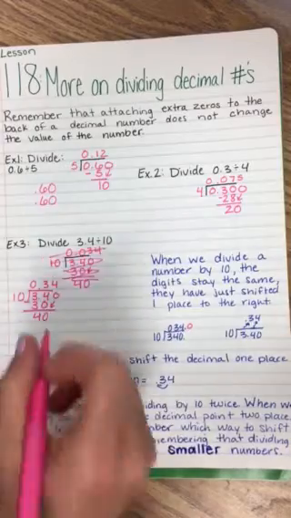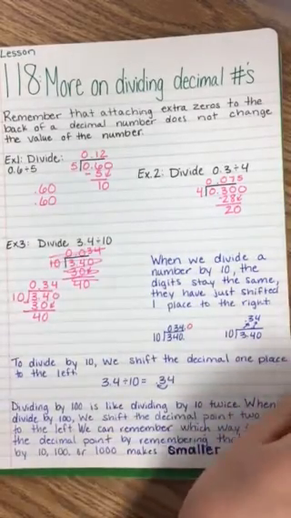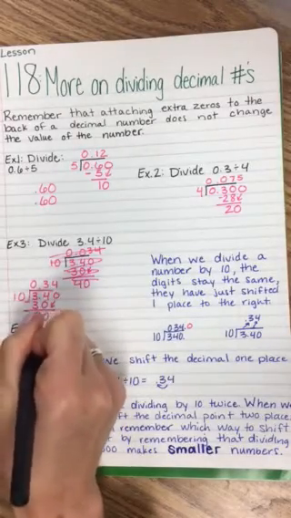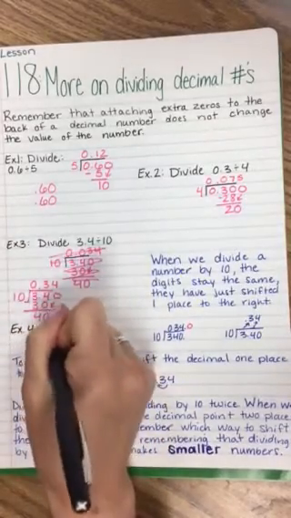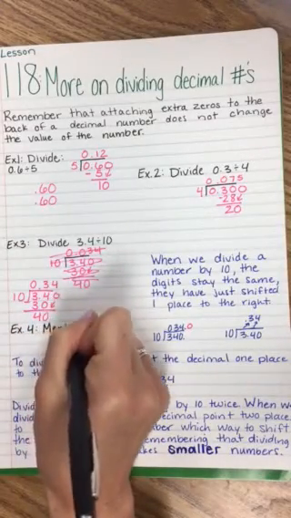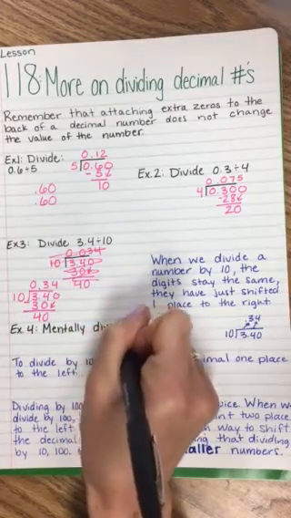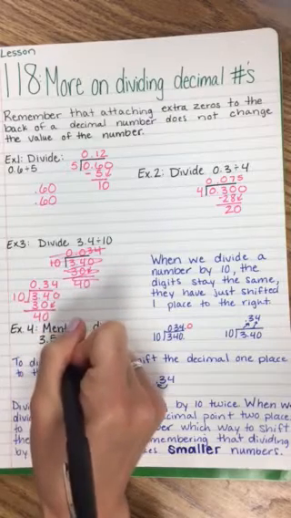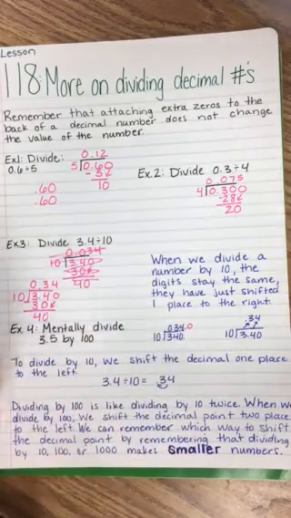Okay, now, example 4. Oh, you didn't know you had a fourth example, did you? Well, you do. Example 4 is mentally divide 3 5/10 by 100, okay?